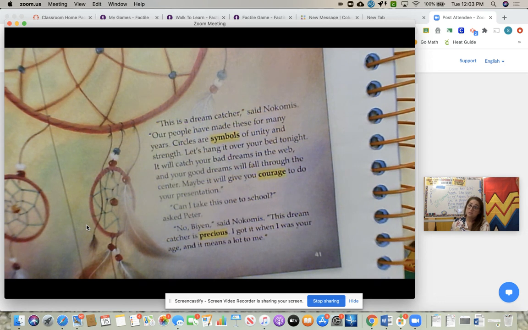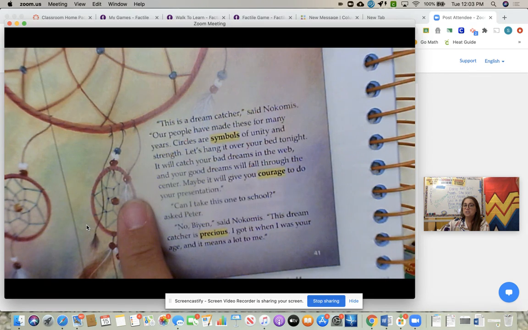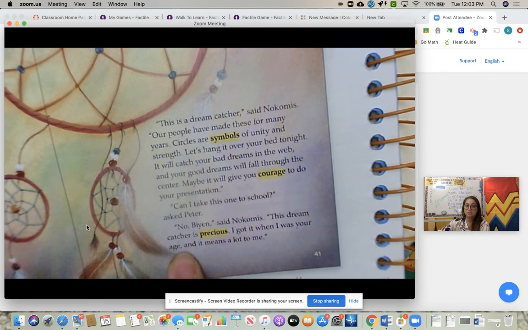And she says, no, it is precious. We learned that precious means valuable or special to them. I don't know much about dream catchers, but I'm pretty sure it's not expensive. Since it says right here, it means a lot to me. So she got it at his age, means it's old, and it means a lot to her, so it's special to her.